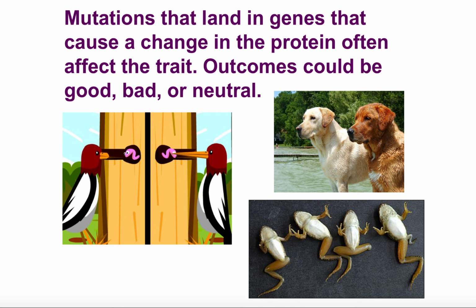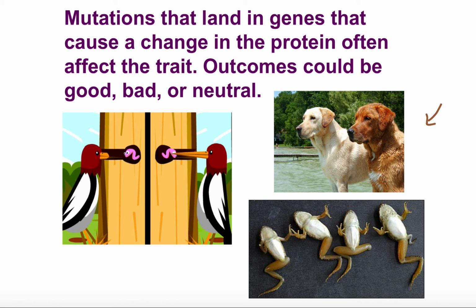But again, the outcome of what mutations do really depends on what actually happens. A mutation that lands in a gene, for instance, can be neutral, bad, or good if it results in a change in the protein. For example, if it changes hair color in an organism, and that organism doesn't rely on camouflage, it could do nothing. It's not a big deal. Like if you have blonde hair versus black hair as a human.